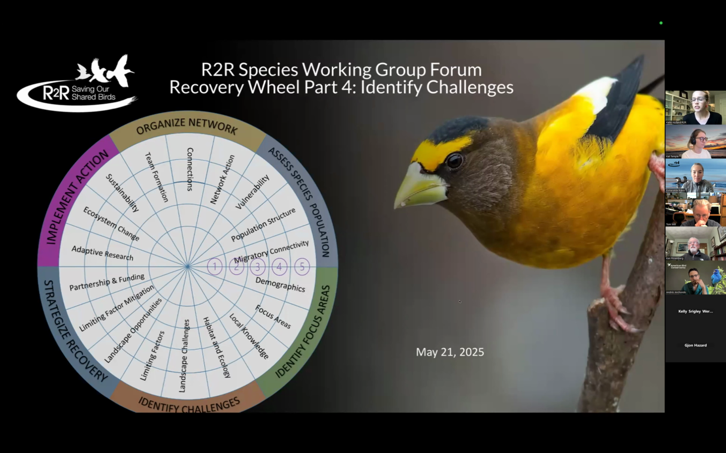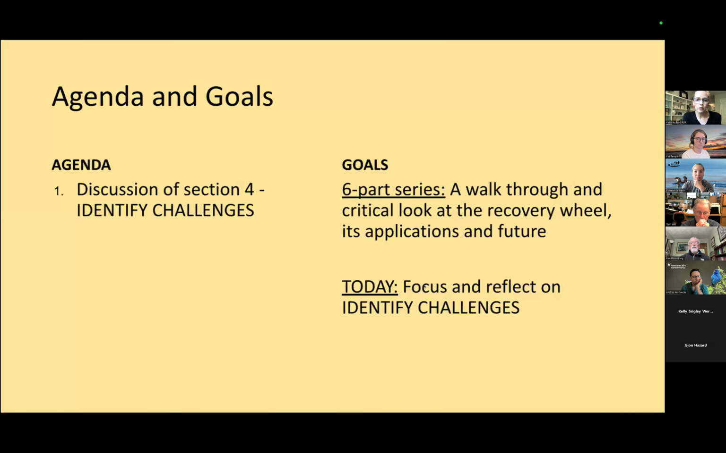As I've mentioned in previous sessions, this recovery wheel tool is meant to be collaborative. Our collaborative team with Road to Recovery has produced this tool, but we're sharing it with the broader species working group and bird conservation community in the hopes of gaining your input and insights into this tool and how it can be made most useful for species recovery, and specifically by specific species working groups. So with that, we will dive in.